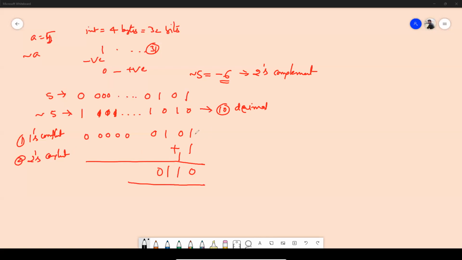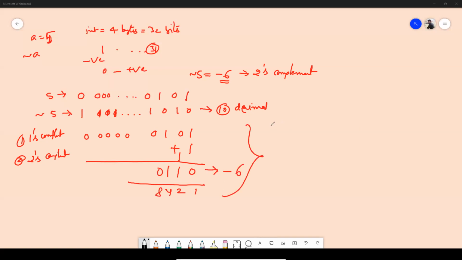You need to add plus 1, and 1 plus 1 becomes 10. Then we give 1 here, 0 here, 0 1 1 1, and now it became 0 1 1 0. If you take 1 2 4 8, something like 2 to the power of 0, then 4 plus 2 became 6. Already it became negative, so it became minus 6. Okay, that's how it will become minus 6.